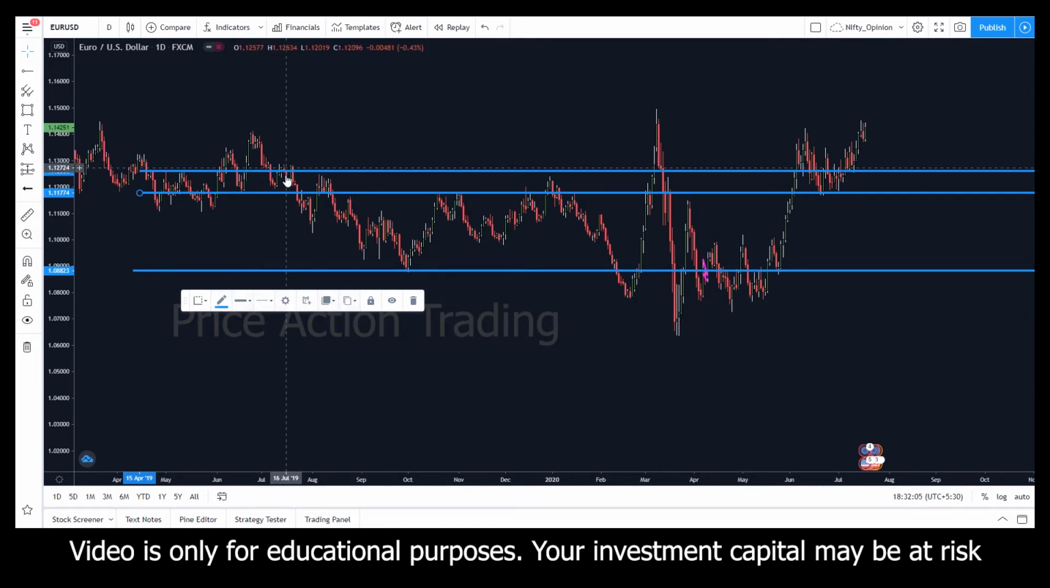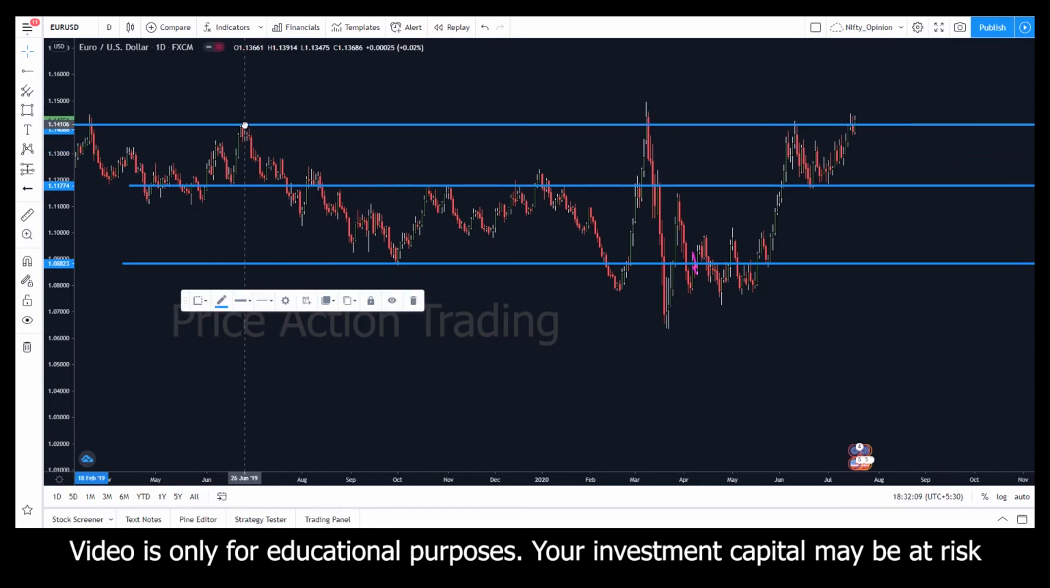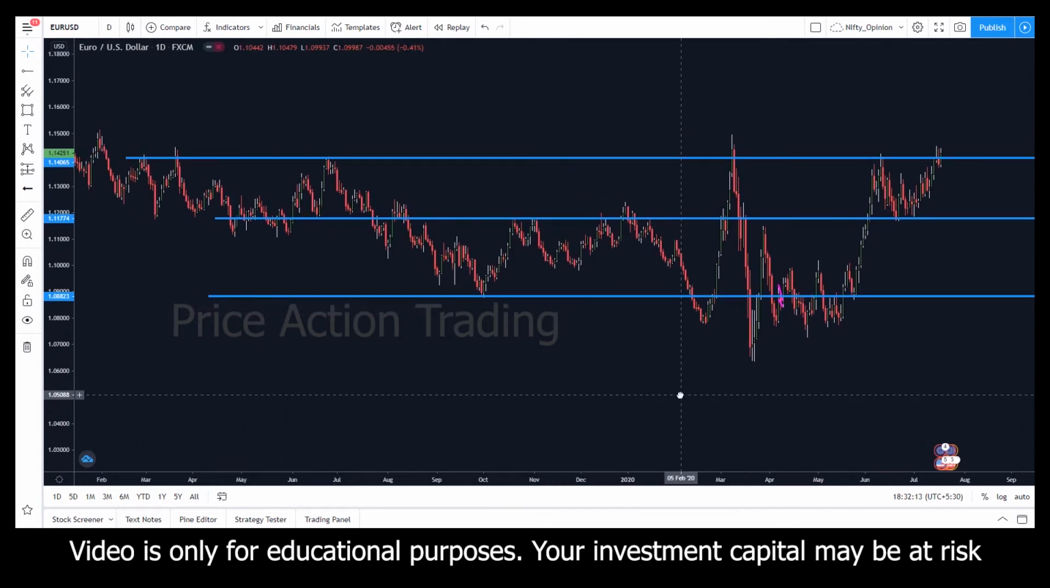Let's see. This is also a level. I zoomed out the chart. This is my gut feeling. This is my second tip, that you have to mention the chart with your gut feelings. This is my gut feeling, and you notice that this level was sustained here and the market fell down.